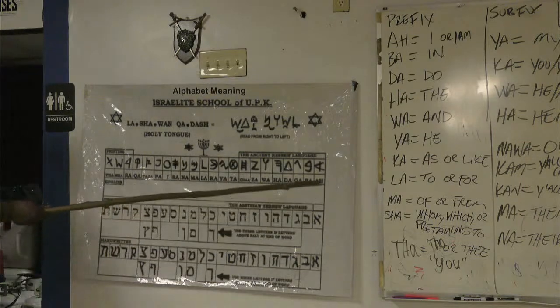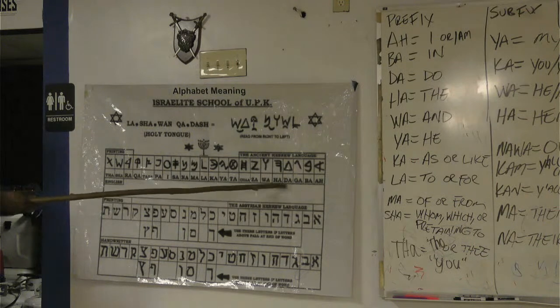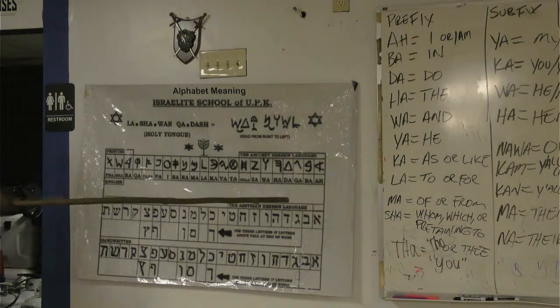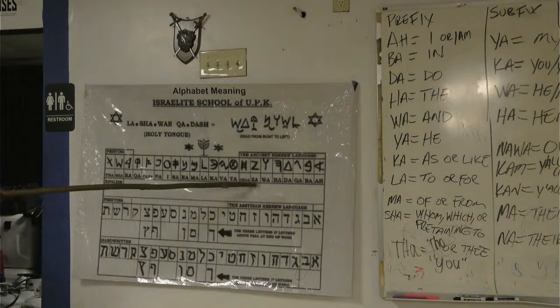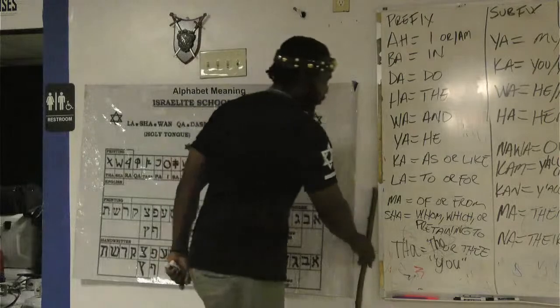Repeat after me. Ba, Ga, Da, Ha, Wa, Za, Ha, Ta, Ya, Ka, La, Ma, Na, Sa, Pa, Za, Kwa, Ra, Sha, and Ta. All right.